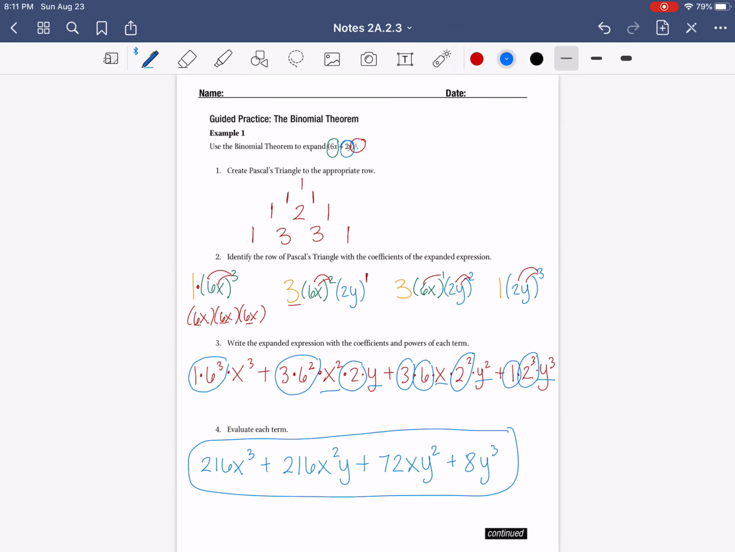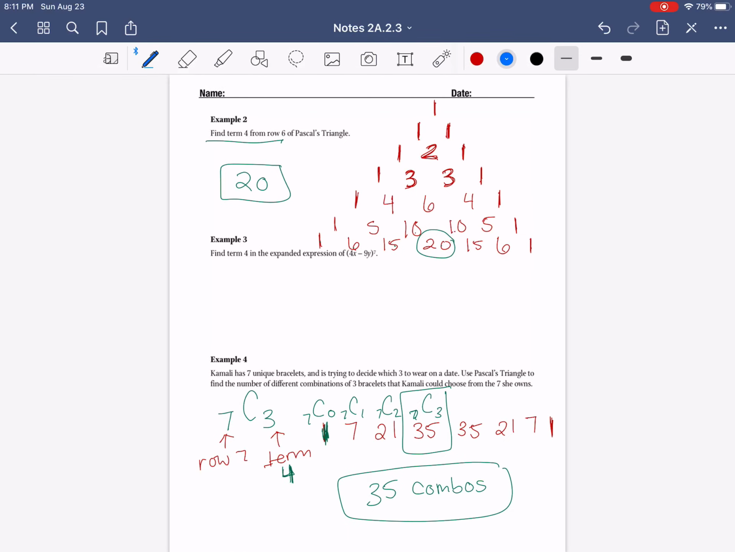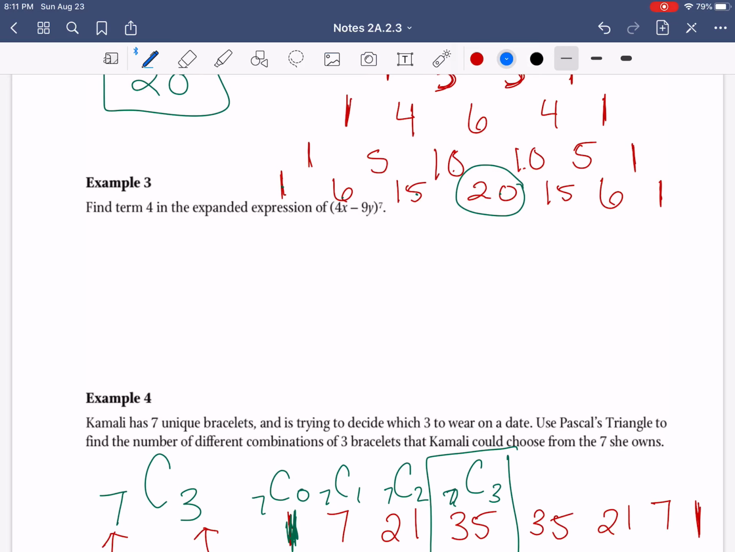All right, we have one more example to do, and that's example 3. It says find term 4 in the expanded expression of 4x minus 9y to the power of 7. So the way that I do these ones where it's find term 4 is I set it up as if I was going to find all of them, but I only actually multiply out term 4.